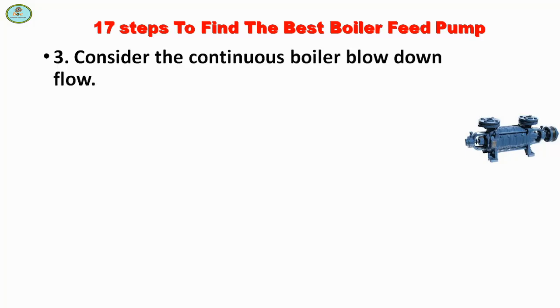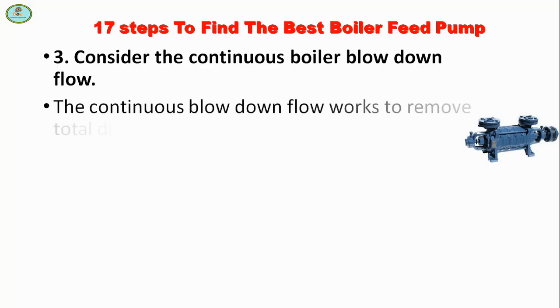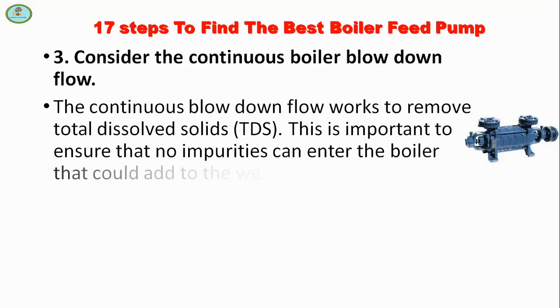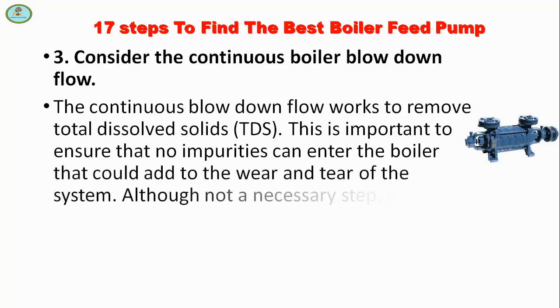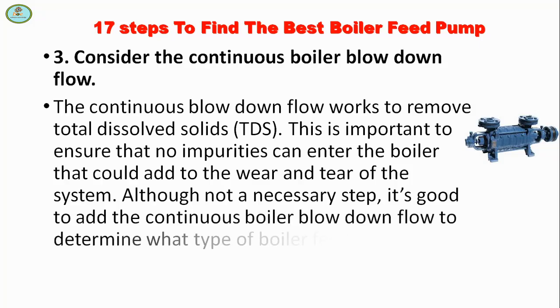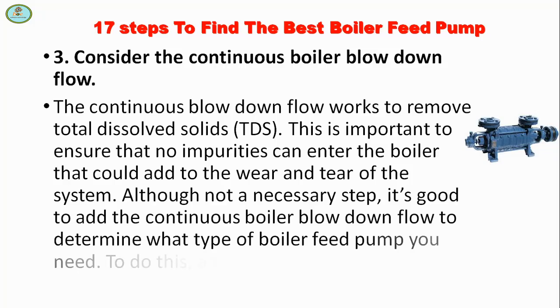Third is consider the continuous boiler blowdown flow. The continuous blowdown flow works to remove total dissolved solids. This is important to ensure that no impurities enter the boiler that could add to the wear and tear of the system. Although not a necessary step, it is good to add the continuous boiler blowdown flow to determine what type of boiler feed pump you need. To do this, add 10% of the pump's efficiency flow rate.